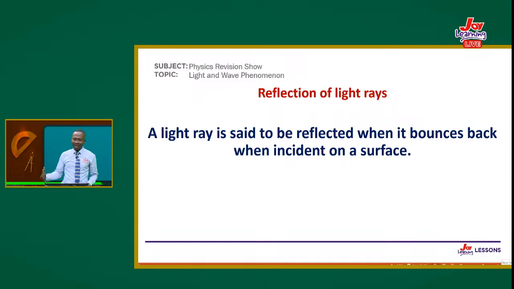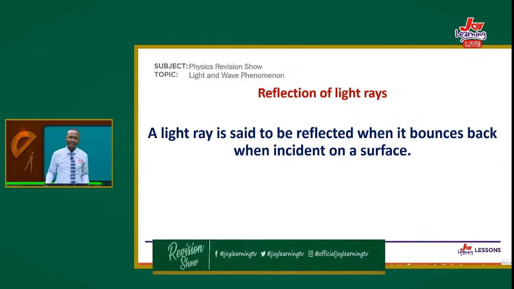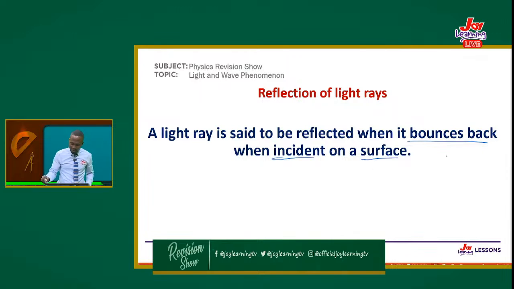We want to start with reflection of light rays. When do we say a light ray has been reflected? Well, a light ray is reflected when it bounces back when it is incident on a surface. So I'm looking at bouncing back, incident on a surface.